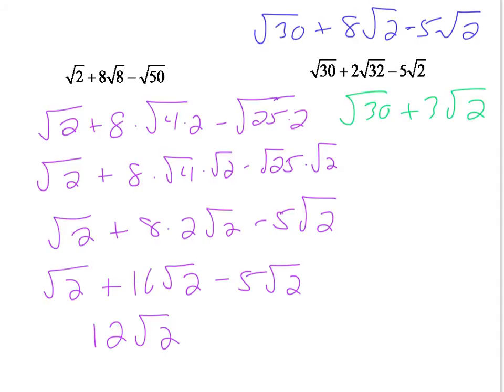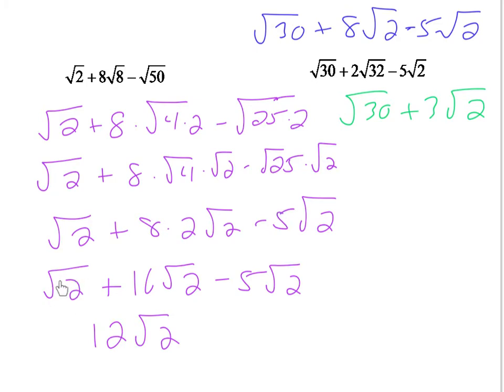Alright, you should have gotten for the first one 12 root 2. That's down here, right here. And I got that by saying root 2 plus root 8, and 8 is 4 times 2, and root 50, and 50 is 25 times 2. So I have root 2 plus 8 times root 4 times root 2 minus 25 root, I mean 2 times root 25 times root 2, which of course we know the root 4 becomes 2, the root 25 becomes 5.